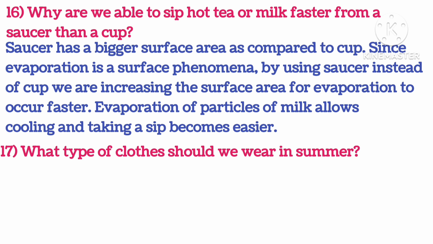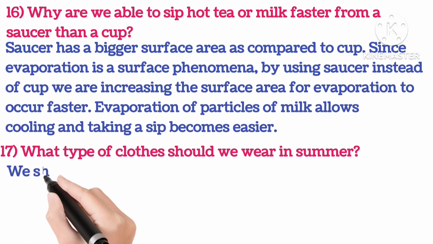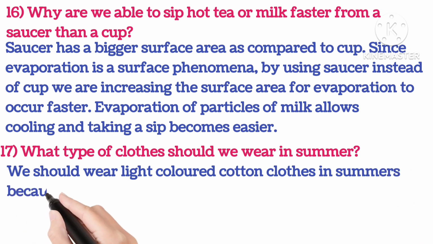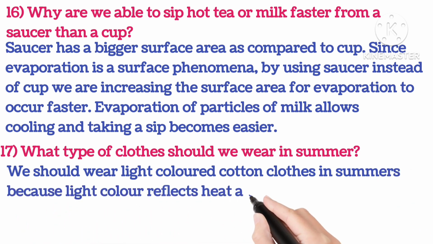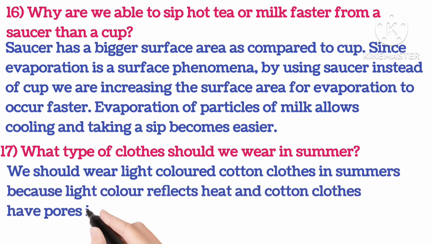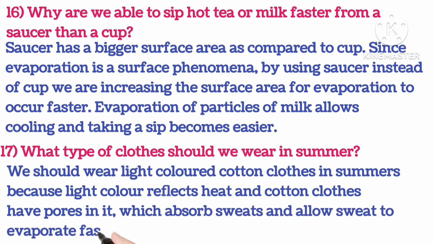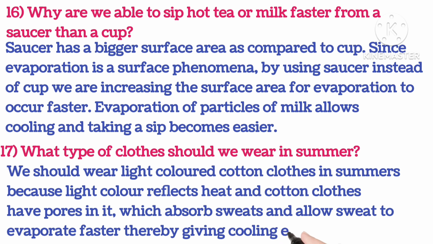What type of clothes should we wear in summers? We should wear light colored cotton clothes in summers because light color reflects heat and cotton clothes have pores in them, which absorb sweat and allow sweat to evaporate faster, thereby giving a cooling effect.